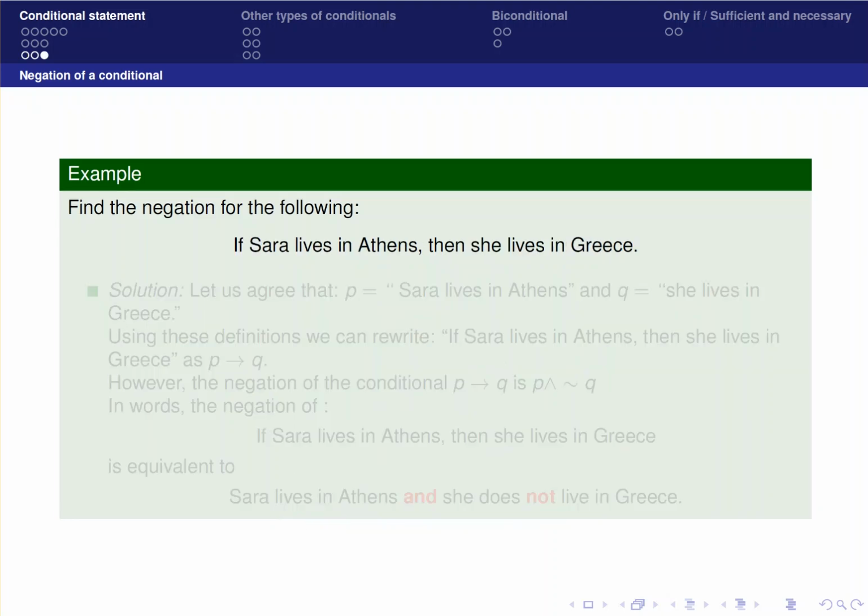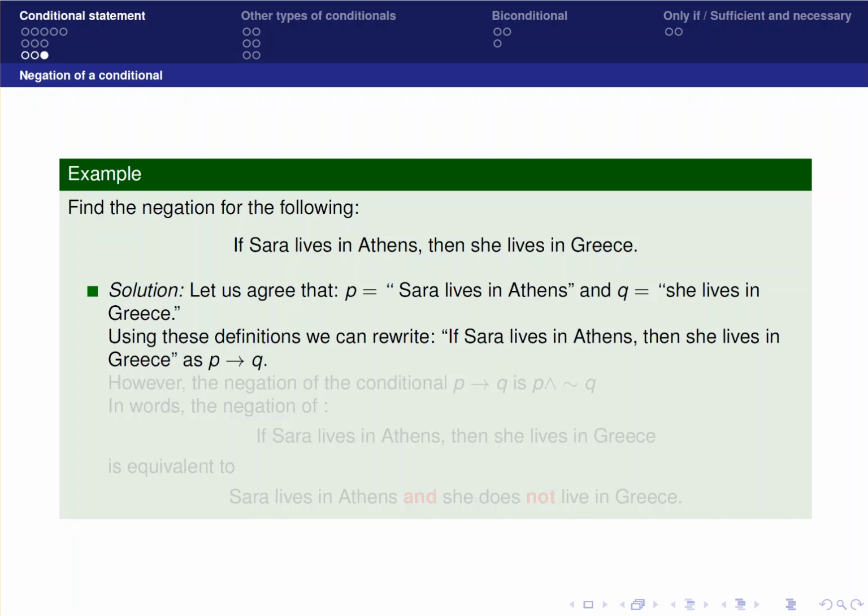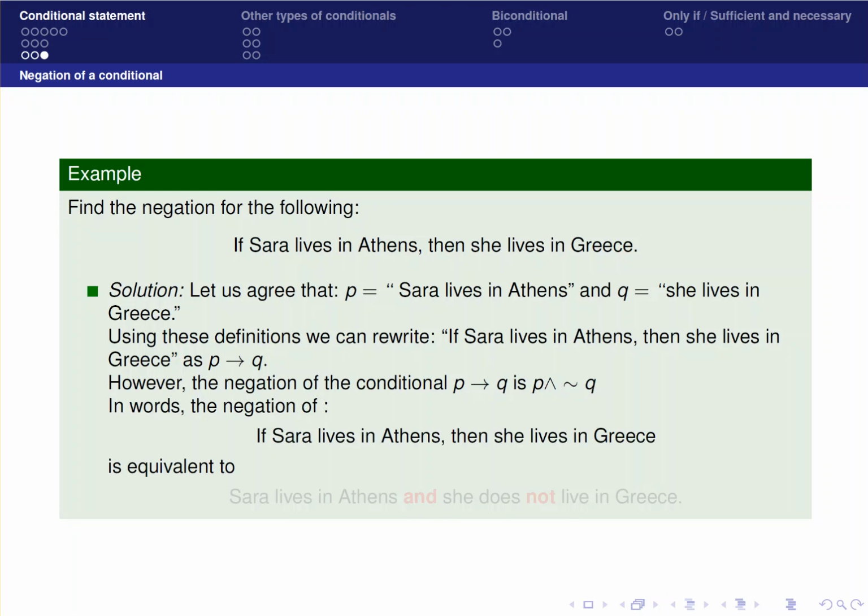Let's practice this one more time using this example. If Sarah lives in Athens, then she lives in Greece. Again, I'm going to begin by defining the variables P and Q to represent Sarah lives in Athens and she lives in Greece. Using these definitions, my sentence in question can be written as P implies Q. And again, the negation of P implies Q is P and not Q. Therefore, to negate if Sarah lives in Athens, then she lives in Greece, I end up with Sarah lives in Athens and she does not live in Greece.